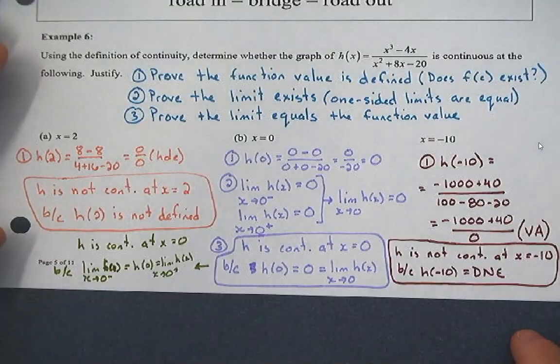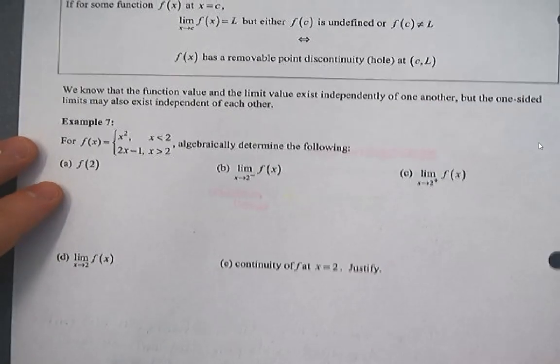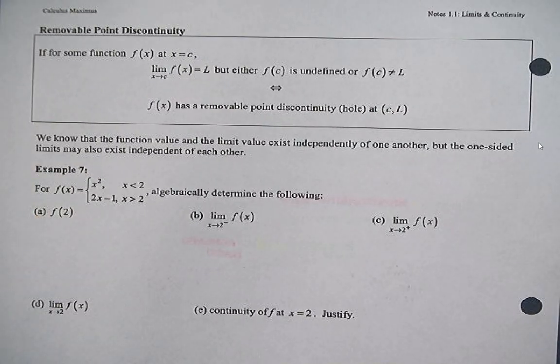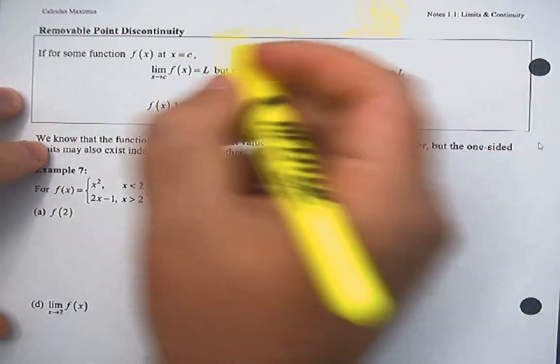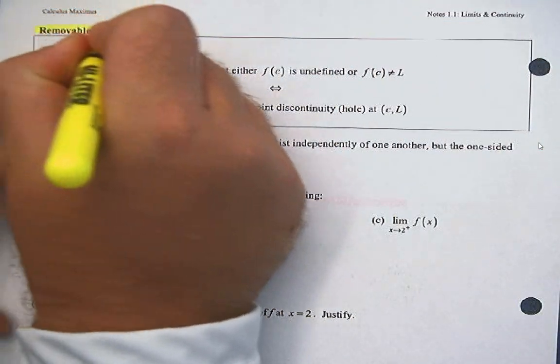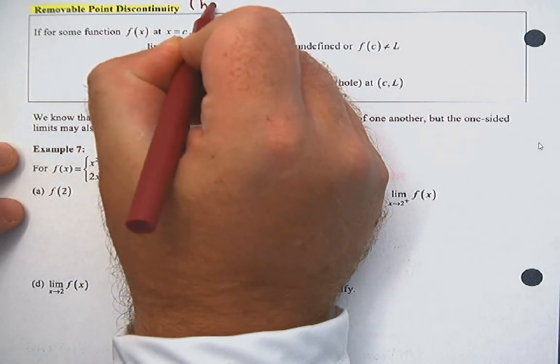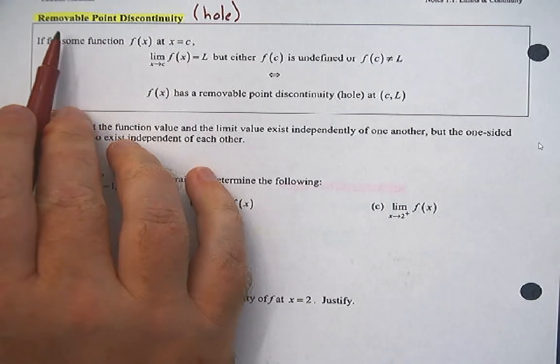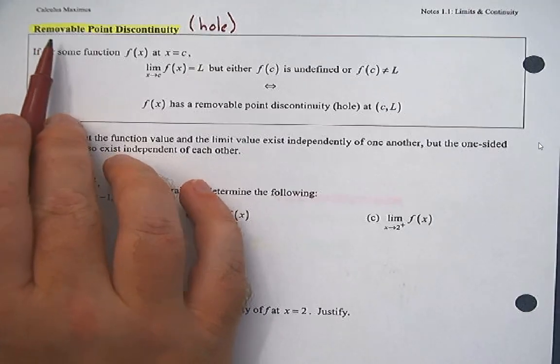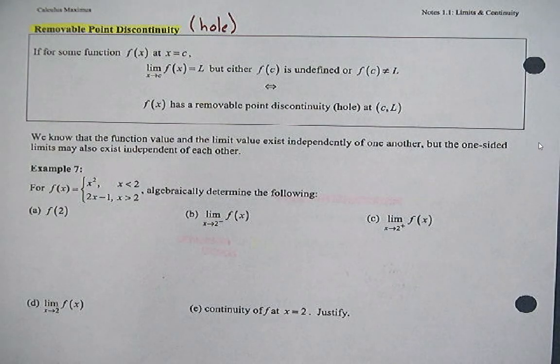So, all right, so we have this removable point discontinuity. What do we call that? We call this a hole. A removable point discontinuity is a fancy way of calling something a hole. So let's talk about removable real quick. A removable discontinuity and a non-removable discontinuity. A removable discontinuity is something easy to fix. So if you have a graph with a hole in it, how many points would you have to fix, quote unquote, to fill that hole? One. You just have to figure out what's going on at that one spot.